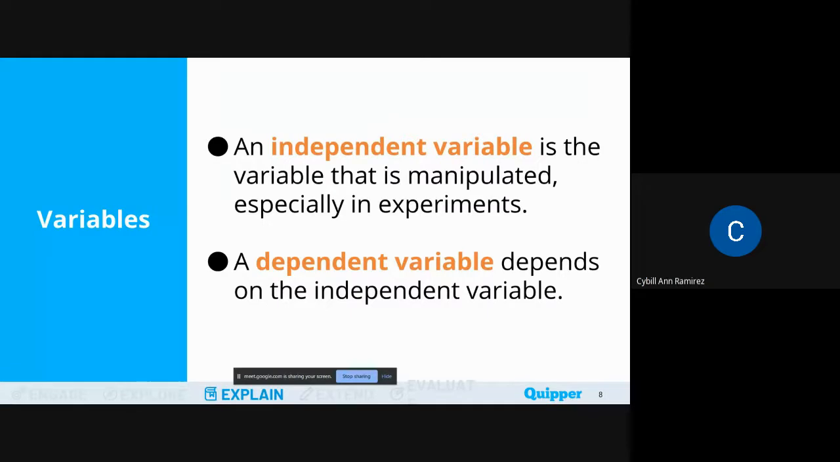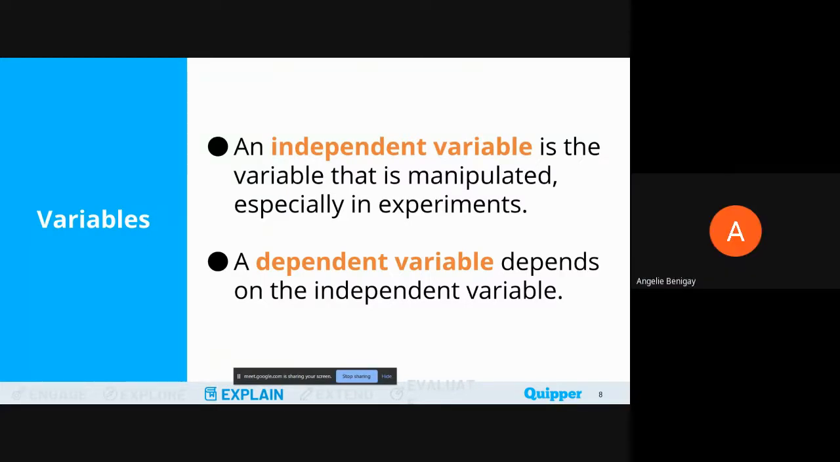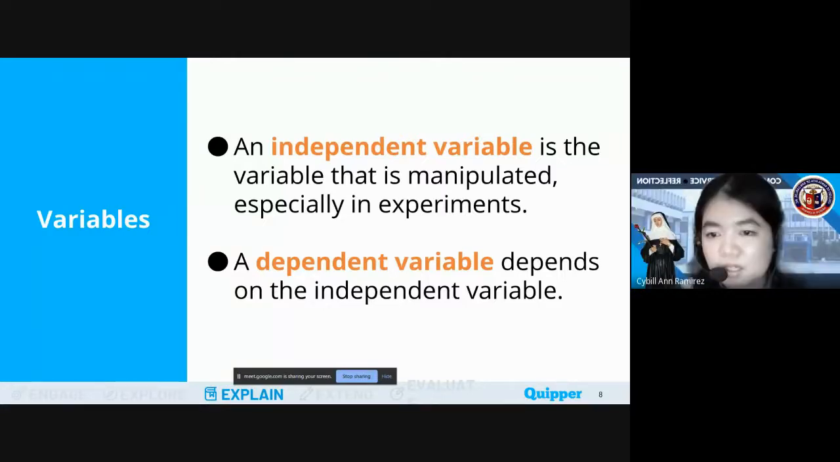If your memory serves you right, have you already known about these variables before? Yes, ma'am, we took it last year, ma'am. Okay, so you do have an idea on discrete variables.